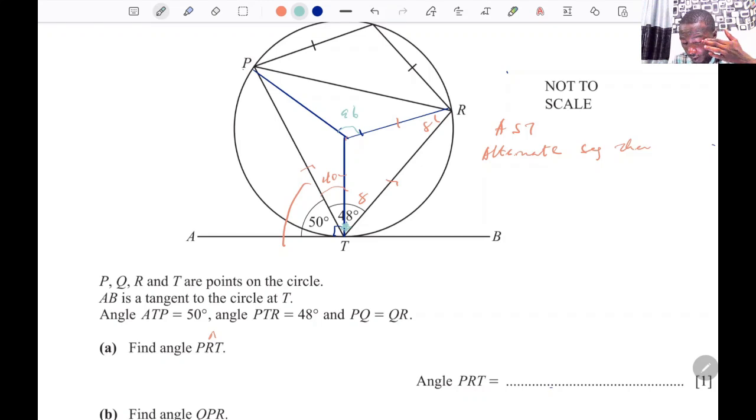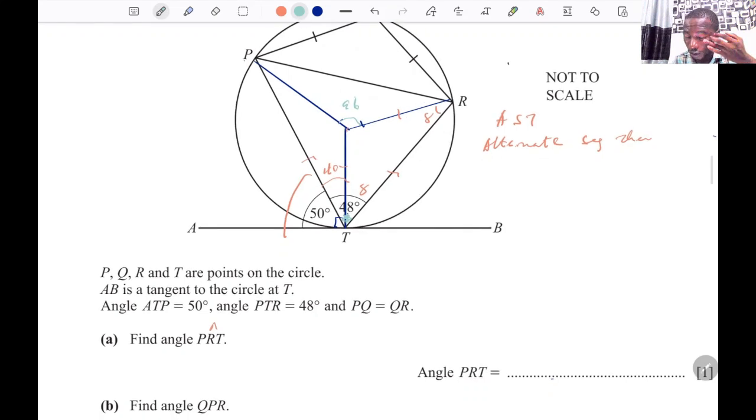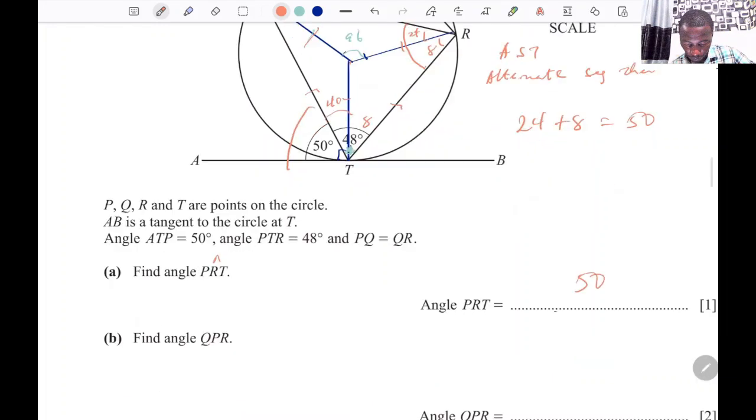Now if here is 96, remember the sum of the angles in a triangle is 180. That means we have 48 left, and these two must be equal, because they are equal. So the remaining part is 48, and 48 divided by 2 gives us 24. Here is 24. When you sum them together, 24 plus 8, you have 50. So if you don't remember the alternate segment theorem, you can always solve it this way, and of course the answer is always the same.